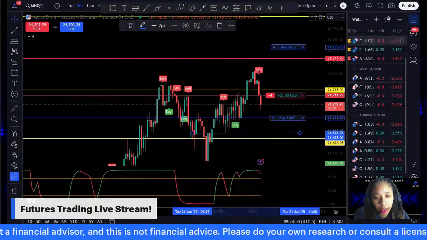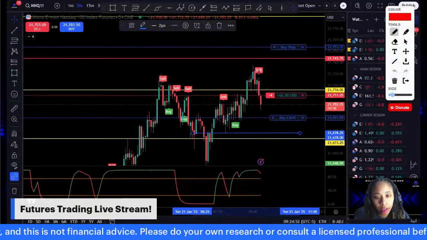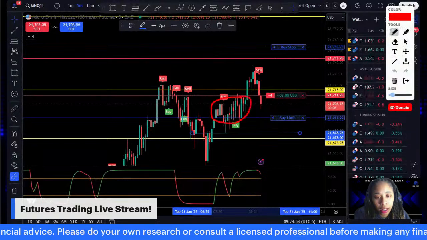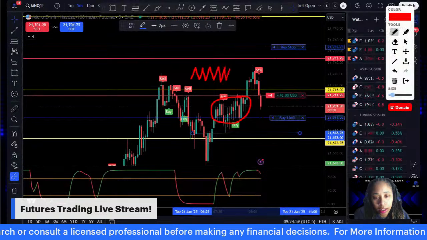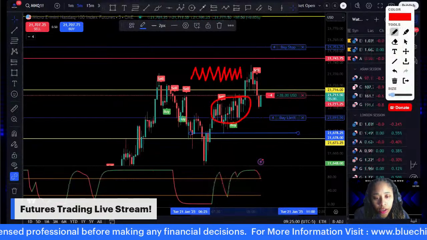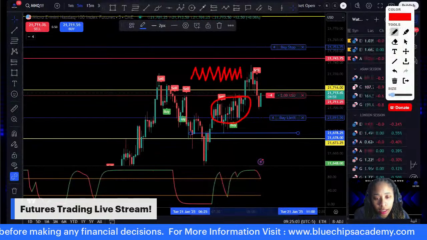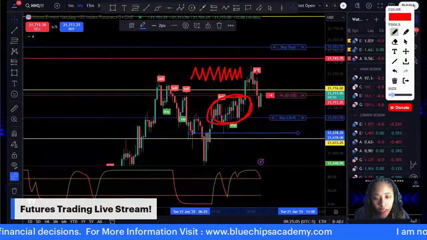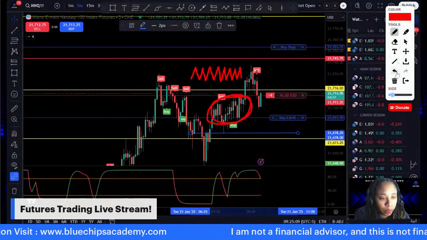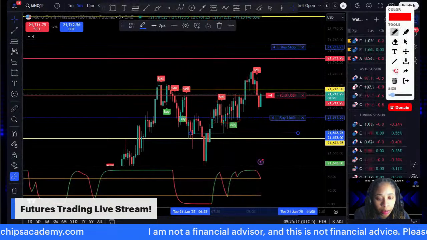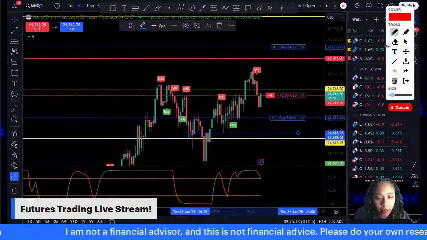And again, we do have a lot of noise right here. When I say noise, it's just a lot of back and forth consolidation that's happening, right? So there's a high chance that we can get that same type of noise here. Okay? So just keep that in mind. So we wait and let it play out.